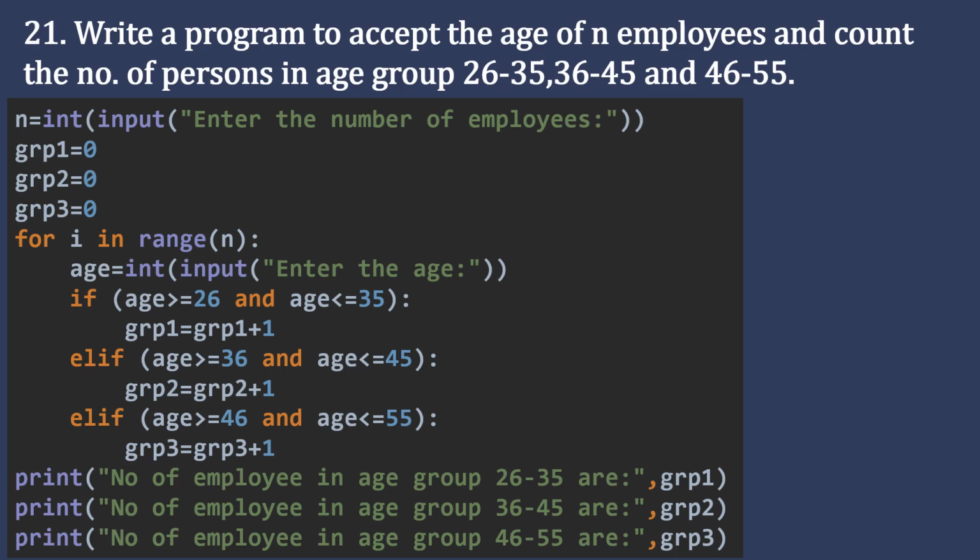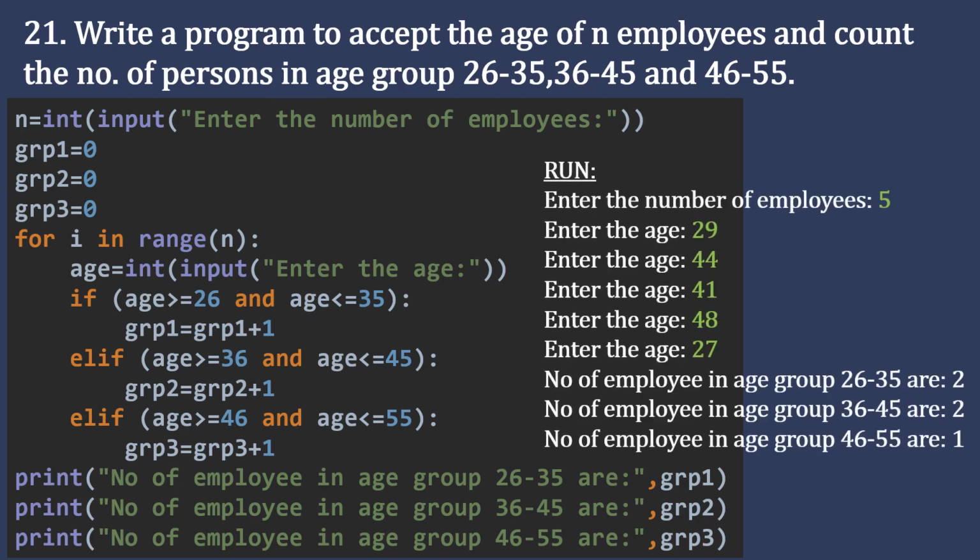You just have to print the number of employees in age group 26 to 35 for group 1 and then group 2, group 3 like this. So once you run the program, it will ask you to enter the number of employees. Let's say I have entered 5, so it will ask you to enter 5 ages. So first age is, let's say, 29, then 44, then 41, then 48 and 27. These are the 5 ages of 5 employees.